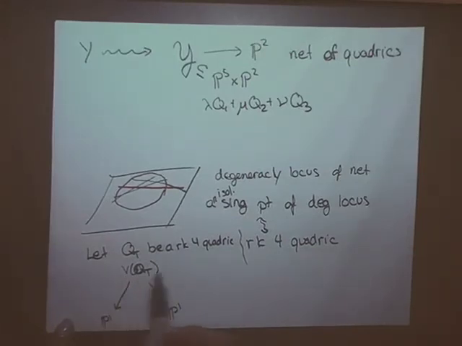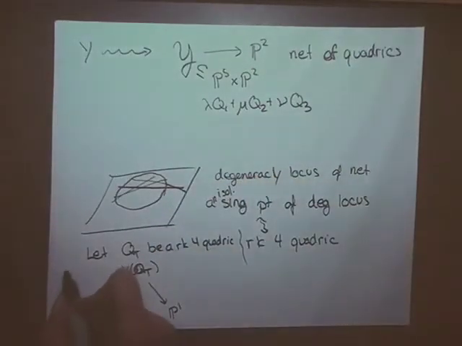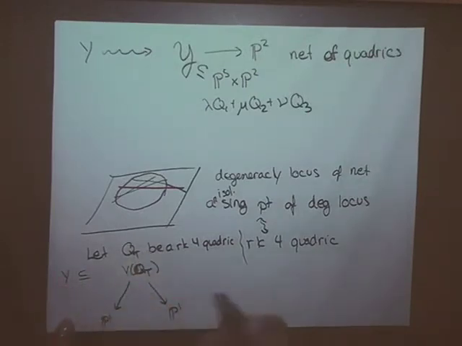So this is some rank 4 quadric. And then what is my Y? It's the intersection of 3 of these quadrics. So Y is contained in here, and I'm intersecting 2 additional quadrics. This is V, Q, T, and then some Q and Q prime.